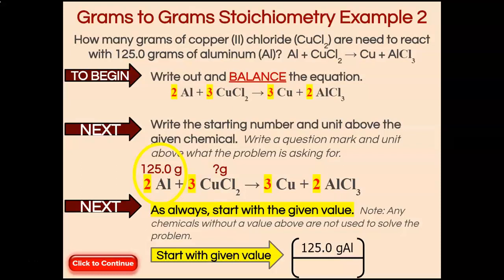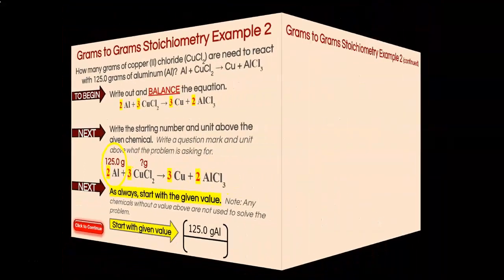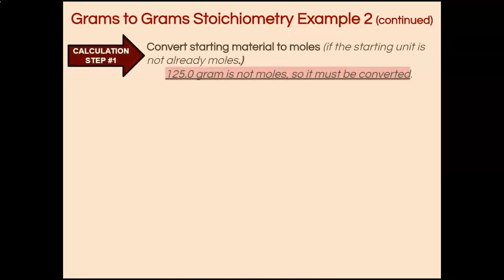So now we need to look at the calculation setup. First thing we're going to do is convert to moles because we don't have moles already. Okay, our 125 grams was what we were given. Because it isn't moles, we must convert it to moles.